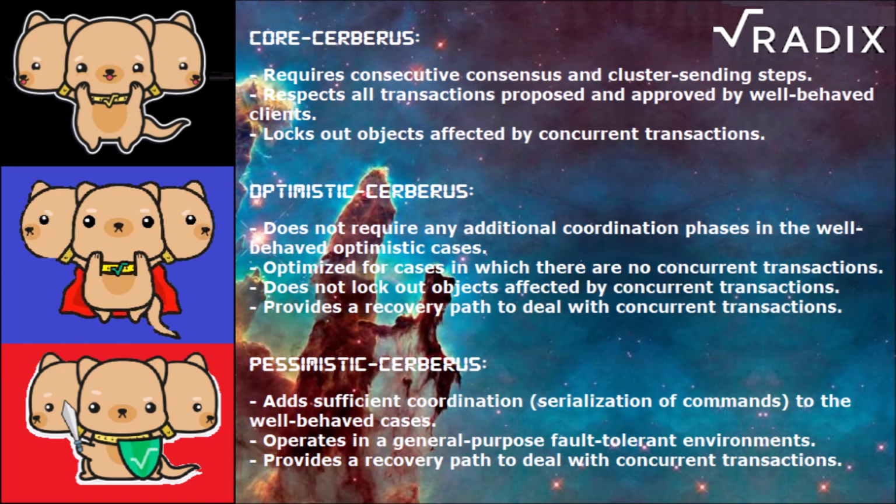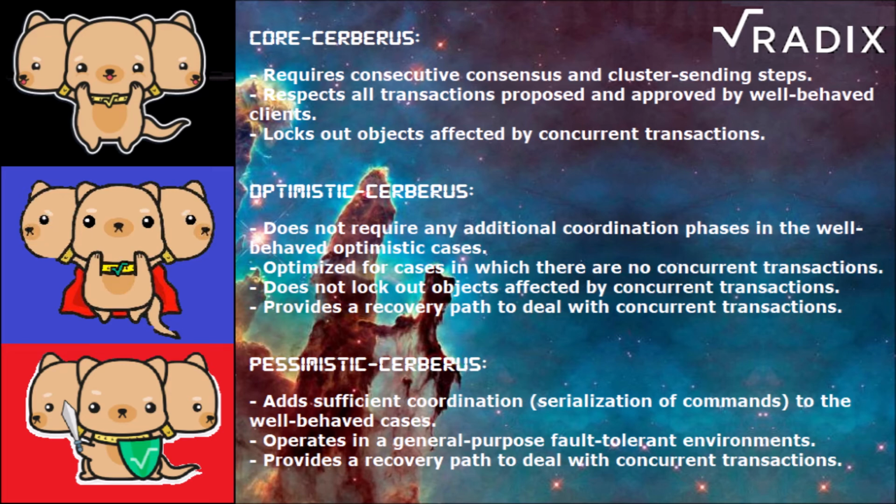Core Cerberus requires consecutive consensus and cluster sending steps. It respects all transactions proposed and approved by well-behaved clients. It locks out objects affected by concurrent transactions. Optimistic Cerberus does not require any additional coordination phases in the well-behaved optimistic cases. It is optimized for cases in which there are no concurrent transactions. It does not lock out objects affected by concurrent transactions. It provides a recovery path to deal with concurrent transactions.